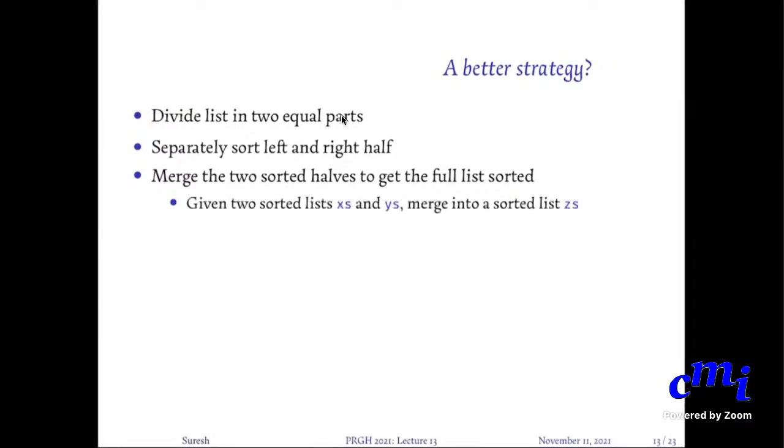That is the first task that we will look at. That is called merge. You have two sorted lists and you want to put them together into one sorted list. Given two sorted lists, xs and ys, merge them into a sorted list zs. Let's see how to do that.